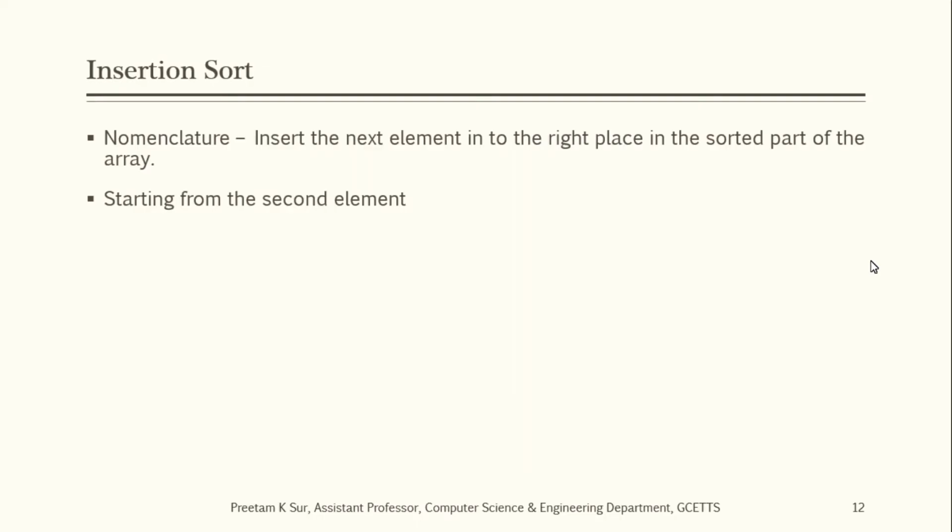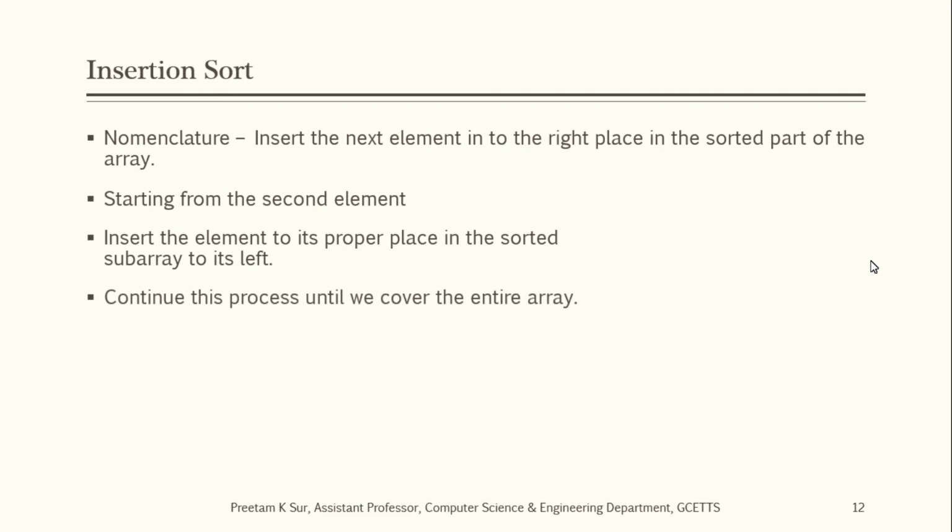As the algorithm progresses, you will find that the left, already sorted part is going to increase, and the right part which is not sorted is going to decrease, and eventually the whole array will be the left, sorted part. Starting from the second element, we insert the element into its proper place in the sorted subarray to its left, and we continue this process until we cover the entire array.